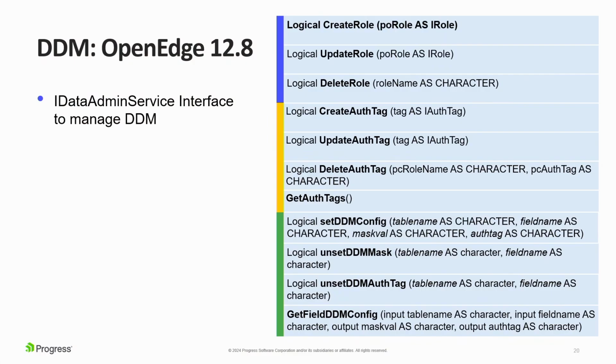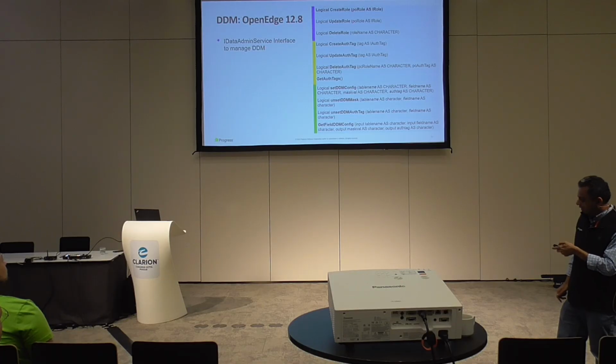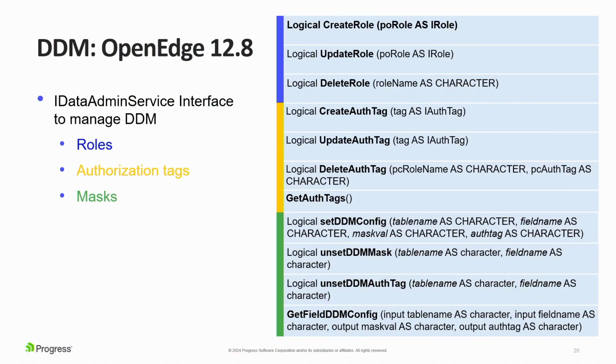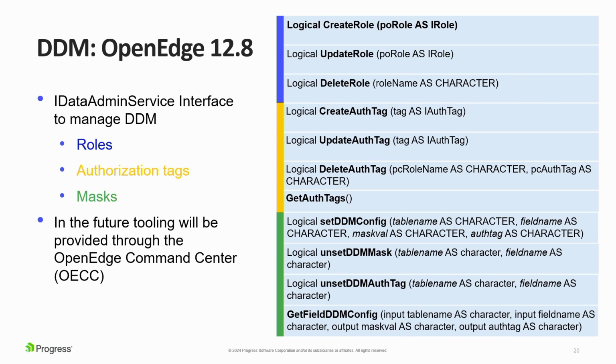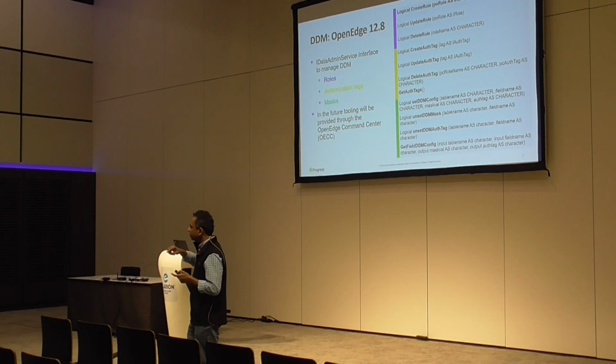Now, we saw that we need to create an authorization tag, we need to add a user, we need to grant permissions. For that, we have enhanced the iDataAdmin service interface that will allow you to add roles in the system, add authorization tags in the system, and add a mask to the system. At present, these things are code-based. You need to code this. As I told you initially, you are coding for the configurations. So this configuration gets fed through code.